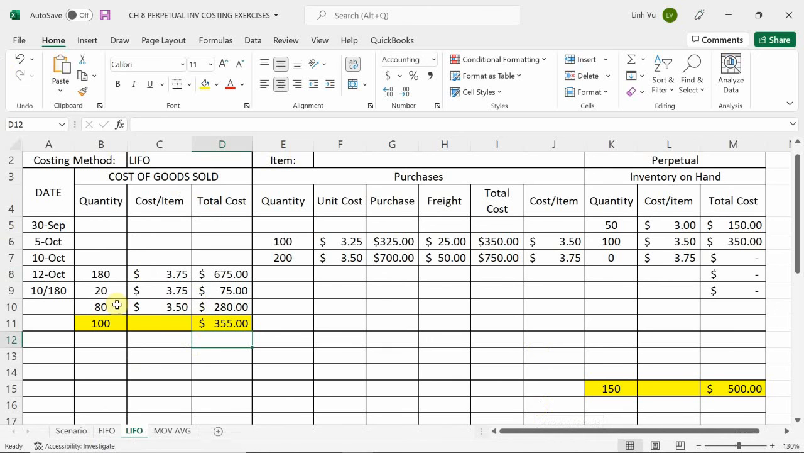But now that I sold 80 units and it cost me $280, now I need to update my inventory because I got rid of 80. So 100 minus 80, how much should I have left from this batch of inventory? 20. Mm-hmm. 20 at 350 should give you $70. Okay? So that means now, moving on forward, I only have 70 units that I can sell. Okay, this is my goods available. All right, good.